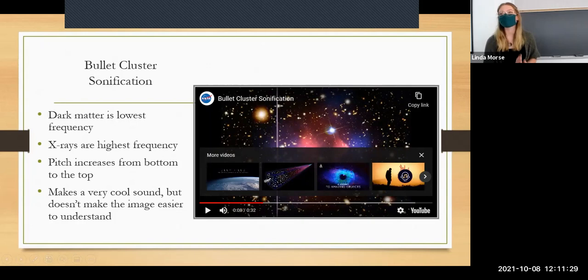Which sounds really cool, but it doesn't make that image any easier to understand. It's just really pretty. So that's model-based sonification, which is not what I worked on this summer. I just thought I would show you that really fun example. Really intimidating when I first got into the field, I'll be honest with you.